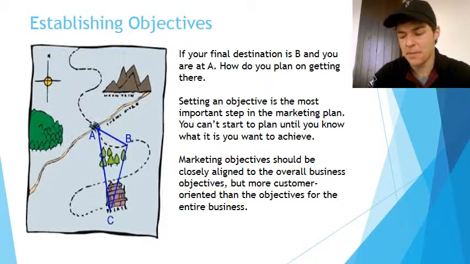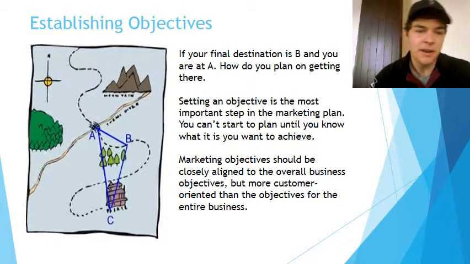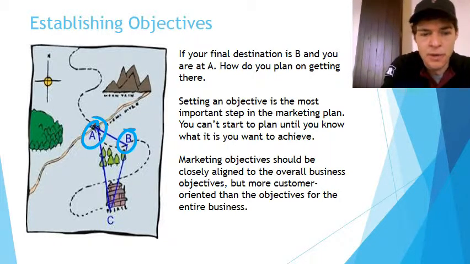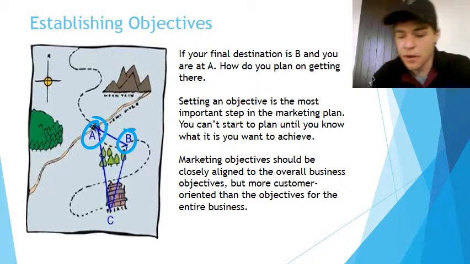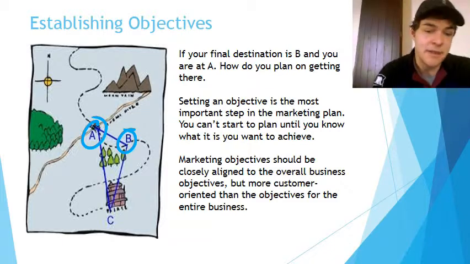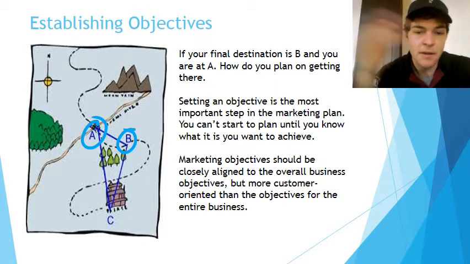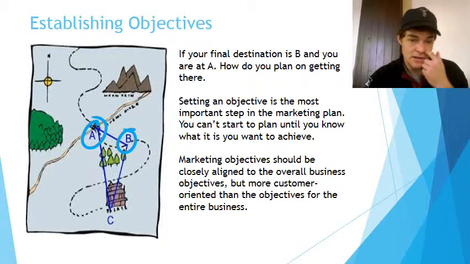An important step and a key element of the marketing plan is establishing an objective or a goal. Look here at the map. If we're here at A, for example, and we know we want to go to B, then we know the route we can take and how we're going to get there. Because we know our final destination, it makes it easier for us to plan in line with that objective. Setting an objective is really the most important step in the marketing plan. You can't start to plan until you know what it is you want to achieve. That, for me, makes a lot of common sense and a lot of logic.